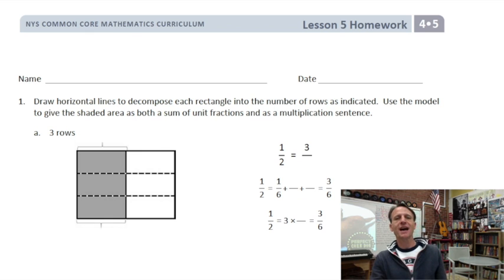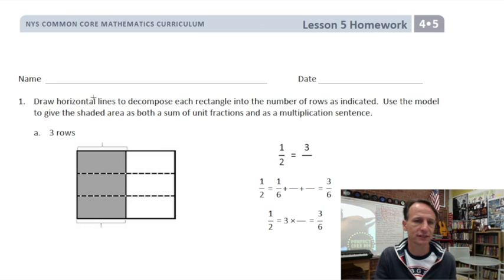It's homework time, yes! Happy homework time is here yet again. Here we go, let's jump right into lesson 5.